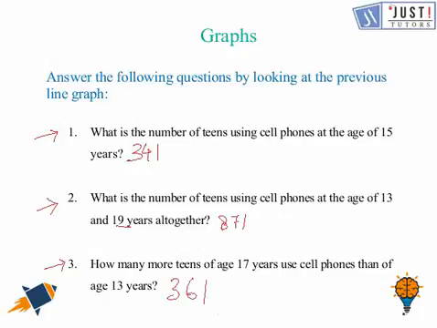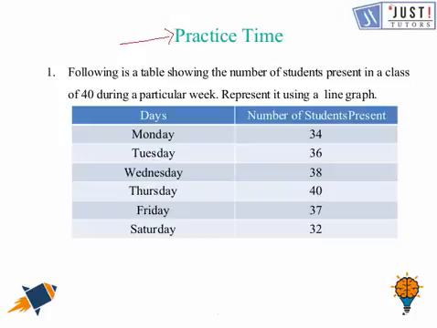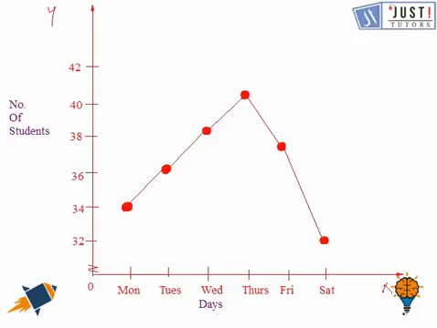Now we move ahead to a practice question. Here's a question for you. To try this question, you can pause the video. In this question, you need to represent the given data of the number of students in a class of 40 during a particular week using a line graph. For that, you can represent the number of students present on the y-axis and the names of the days on the x-axis, and then draw the relationship between the number of students and days. So this is the answer for the question.